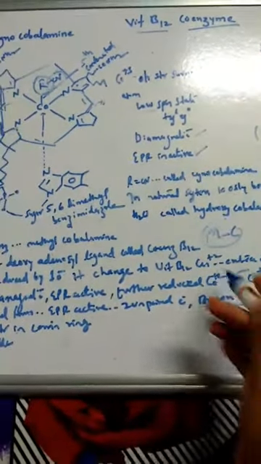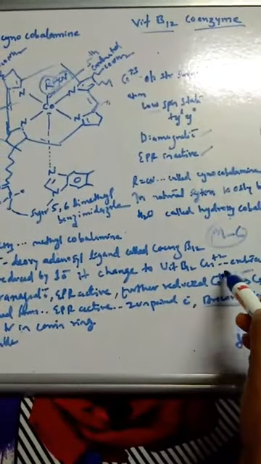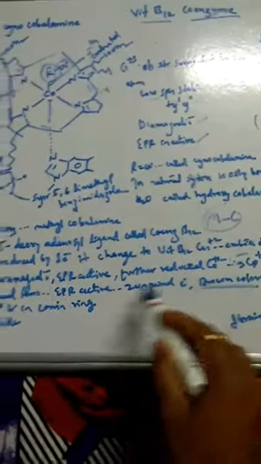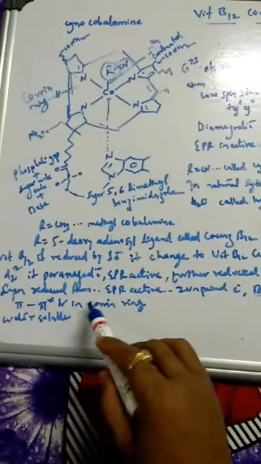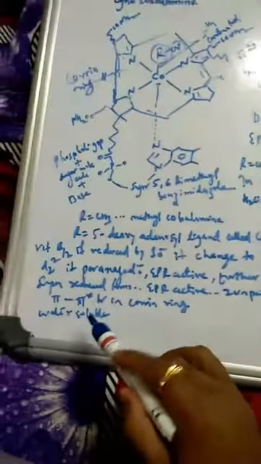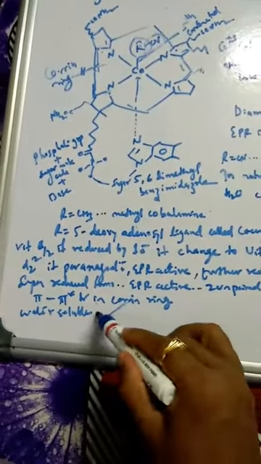Okay, this is what we can see change in the color. Co2+ is blue in color, but Co+ is brown in color. The super reduced form is brown in color. Now, this is a water soluble vitamin. We know that this vitamin is a water soluble vitamin.